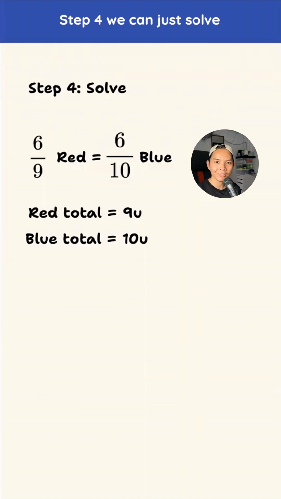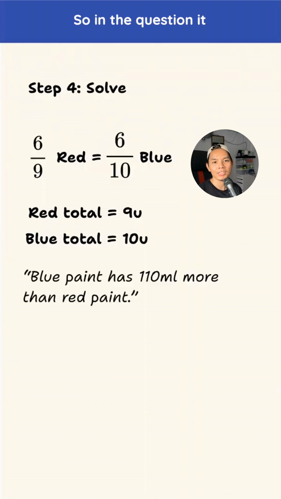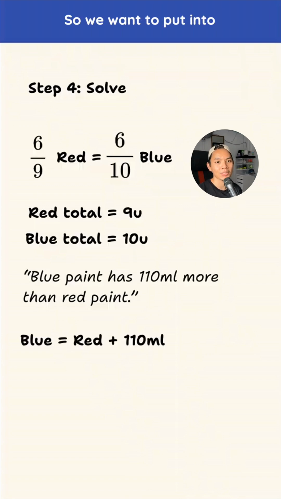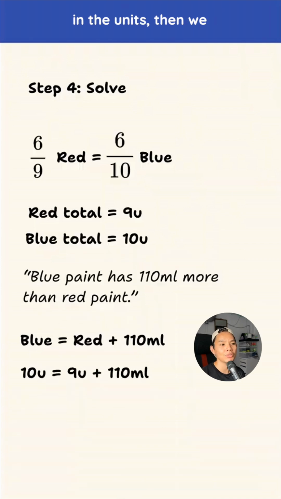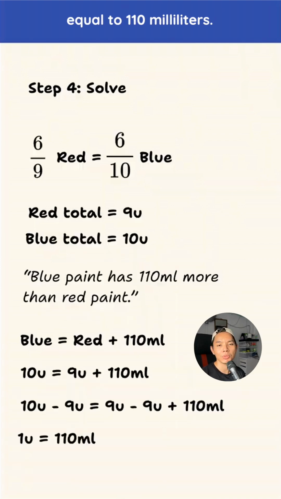Step 4, we can just solve the question. So in the question, it says the blue paint has 110 milliliters more than the red paint. So if we were to put it into an equation, it will look something like this. And if we were to swap in the units, then we know that 1 unit is equal to 110 milliliters.